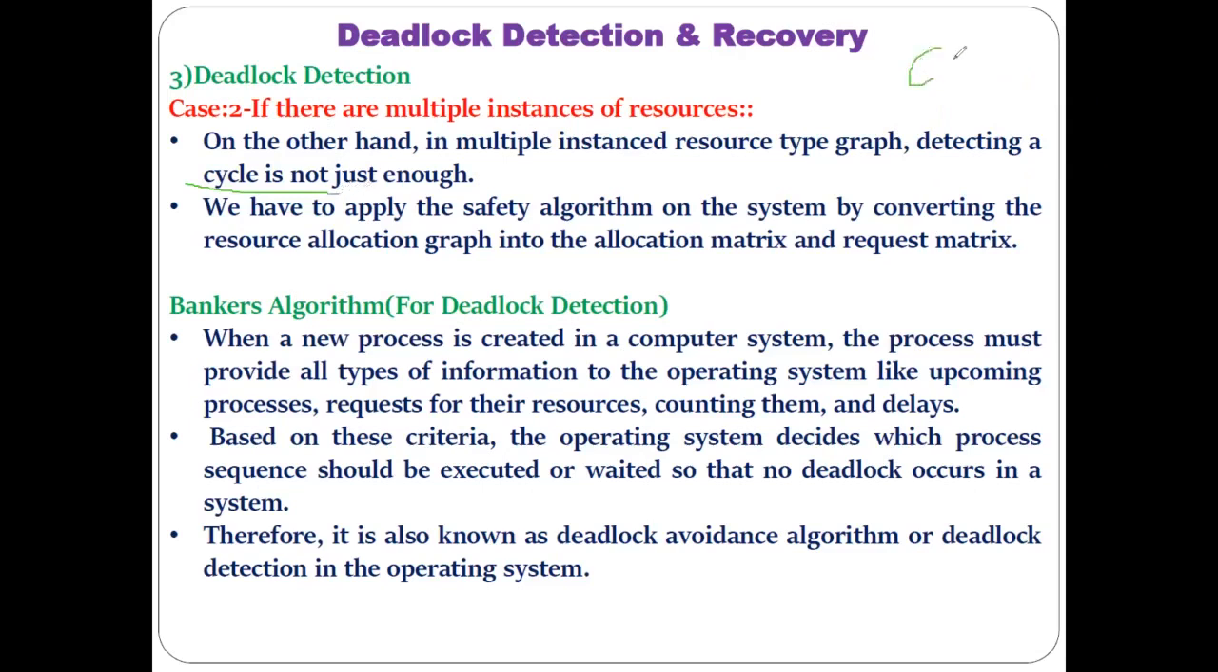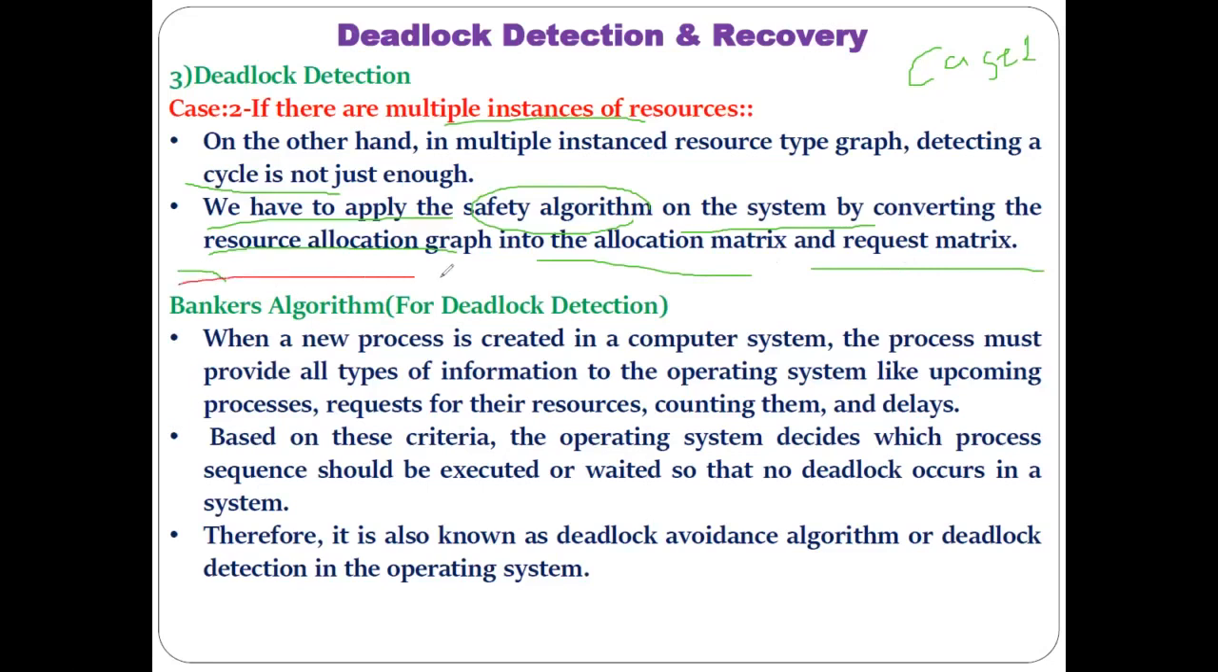Now in case one, detection of the cycle was enough for the deadlock detection. But here, in case of multiple instances of resources, the presence of the cycle is not enough. So what extra thing do we have to apply for the deadlock detection? As I said, here we have to apply the safety algorithm on the system by converting the resource allocation graph into the allocation matrix and the request matrix. Okay. So we have to apply the Banker's algorithm.